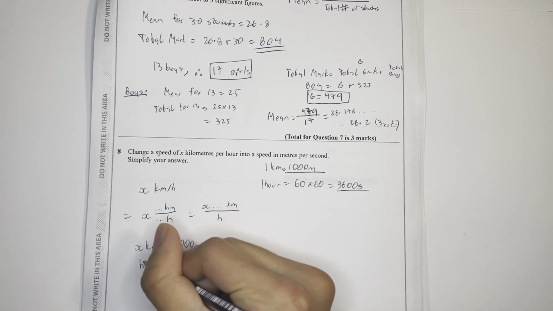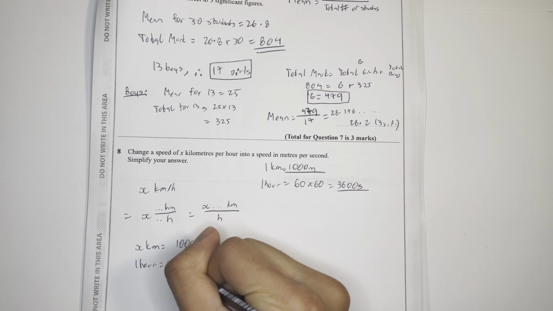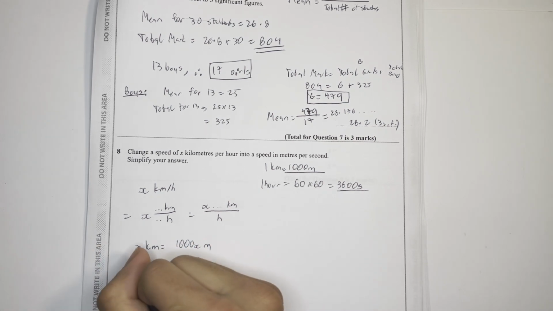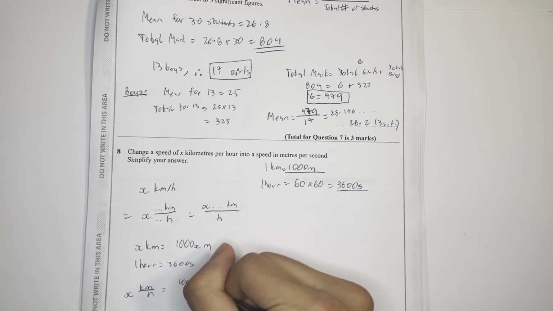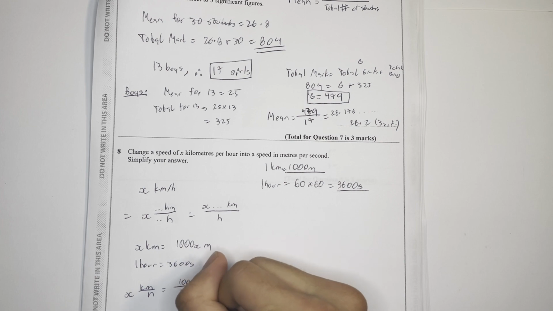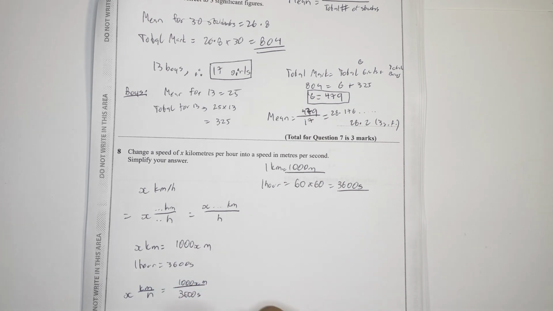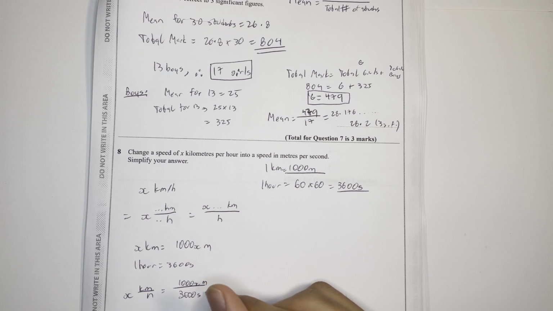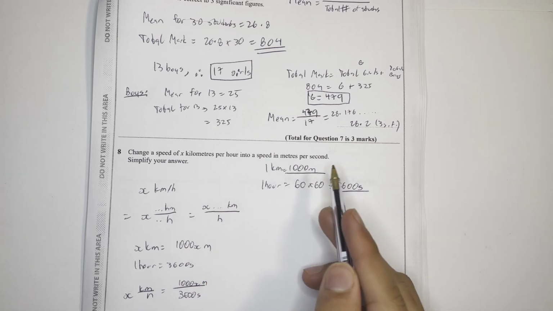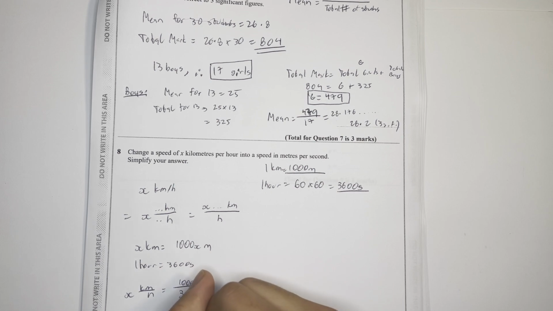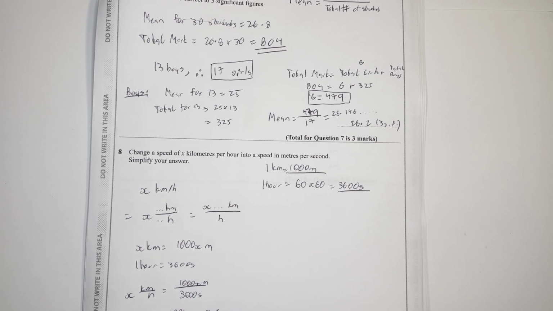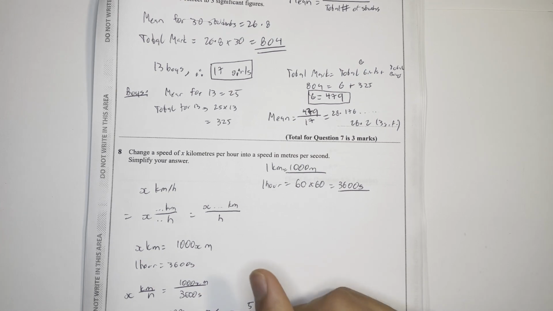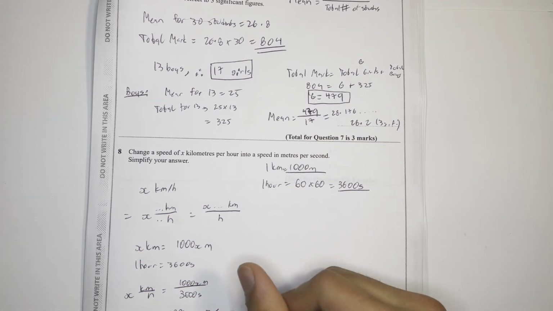And again, 1 hour is equal to 3,600 seconds. So if we were to write x kilometers per hour, this would be written as 1,000x meters over 3,600 seconds. We can take out the m over the s from this fraction because that's equal to our unit, meters per second, giving us 1,000x over 3,600 meters per second. You can simplify this fraction quite simply to give you 5 over 18 x meters per second, which is our answer.